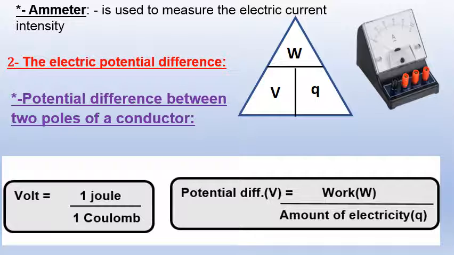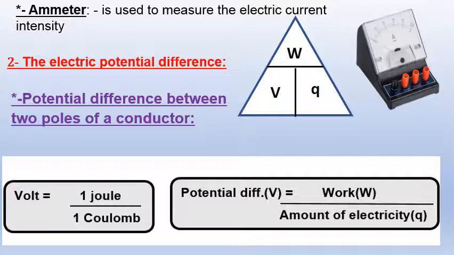Here I will talk about the measuring unit for each one. Potential difference, its measuring unit is volt. Work, its measuring unit is joule. Amount of electricity, its measuring unit is coulomb.